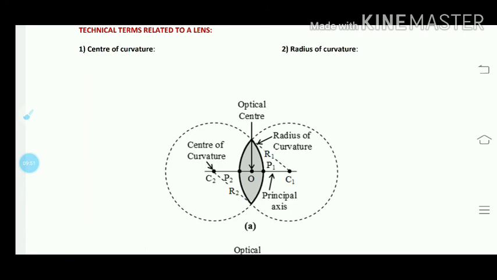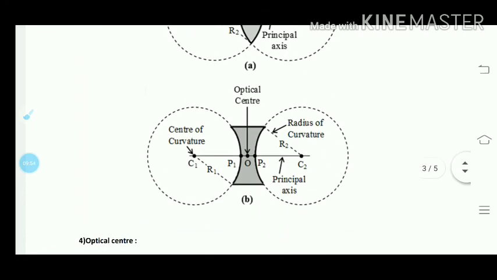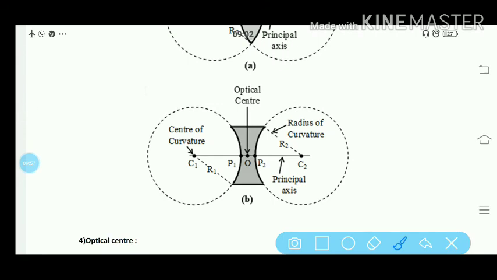Now radius of curvature. The radius of the sphere whose part is the lens surface is called the radius of curvature of that surface of the lens. Similarly, PC1 and PC2 are the two radii of curvature of the two surfaces. If the lens is thin, then PC1 is equal to OC1 and PC2 is equal to OC2. So, for a thin lens, the radius of curvature of the surface of the lens is equal to the distance of the center of curvature of that surface. So, this is our radius of curvature.